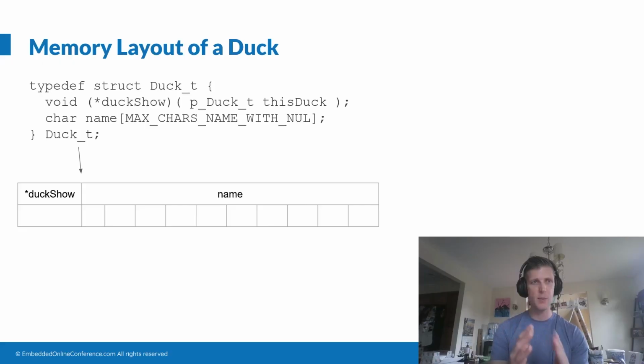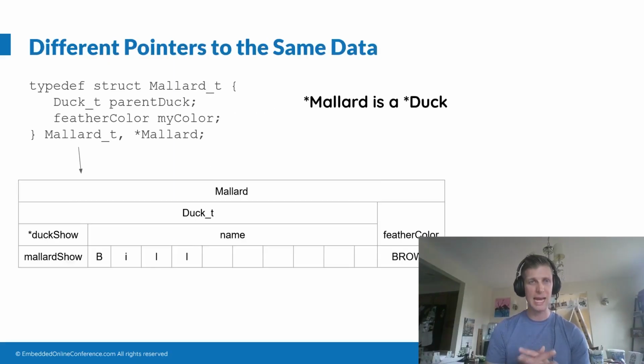Okay, so let's think about how a duck is laid out in memory. Right now I have a function pointer at the beginning, followed by a name, which is typically 10 characters in my examples. If I take a Mallard object and I make the very first element a duck structure, and I put any of my Mallard specific stuff after that, then in memory, you'll notice at the very bottom row, these are the actual spots in memory where the stuff is stored. The very first part of a Mallard structure is identical to a duck structure. And it's just after that where I get additional information.